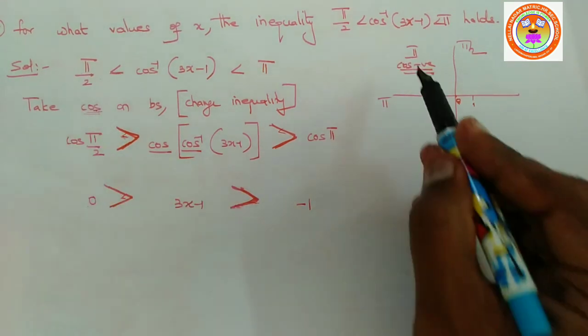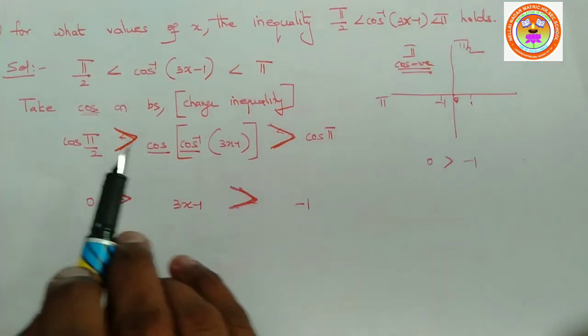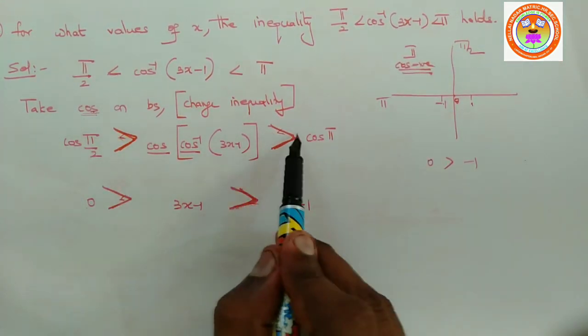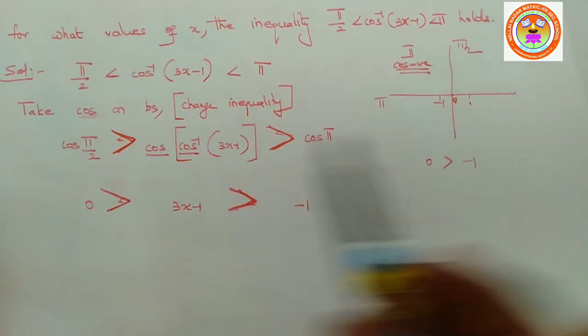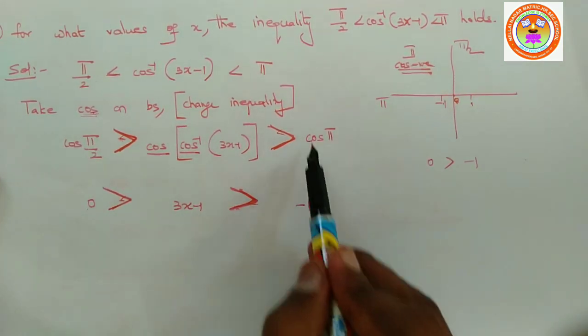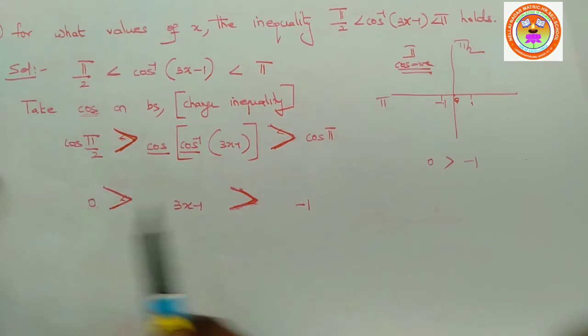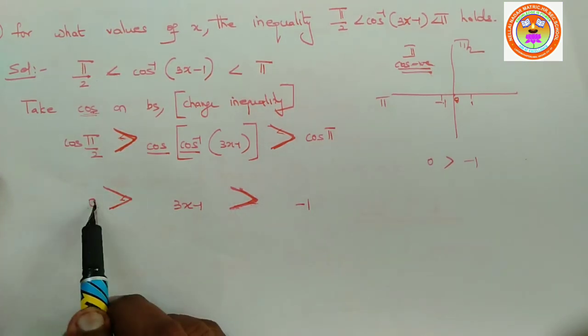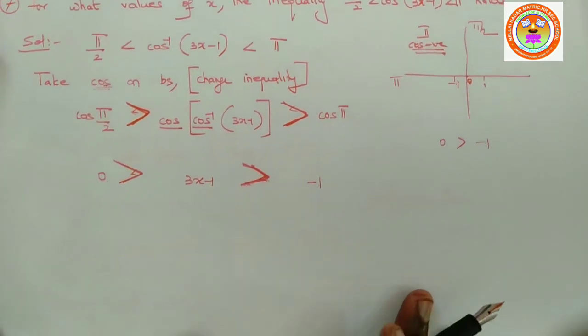Cos means this cos lies in the second quadrant. Since cos is negative, this negative arises. So we are not putting the negative, but we are changing the symbol. You can take it another way: cos pi by 2 is 0, cos pi is minus 1, so 0 is greater when compared to minus 1. So we change the inequality.